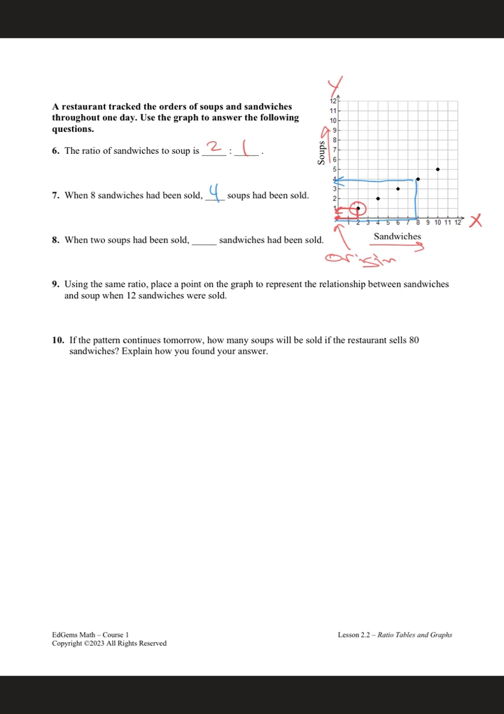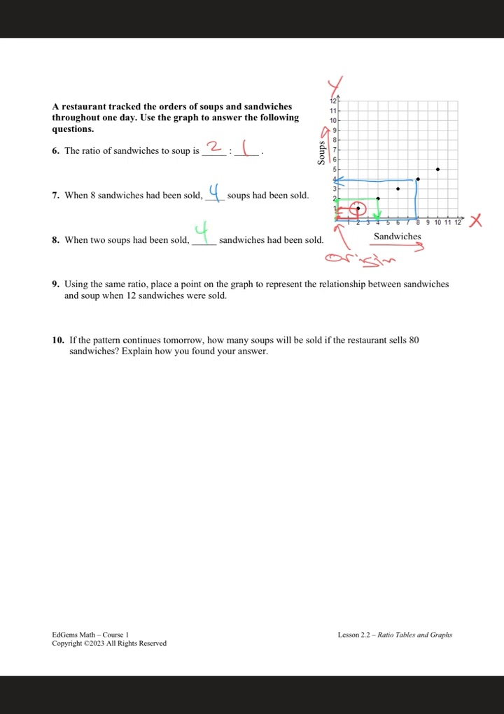All right, when 2 soups had been sold, so now we're changing it up a little bit, I'm going to choose the green. When 2 soups had been sold, how many sandwiches have been sold? From the origin, I'm going to go up this time to 2 soups, and then I'm going to go to the right until I get to sandwiches, which is right there. And then when I go down, that's 4 sandwiches.